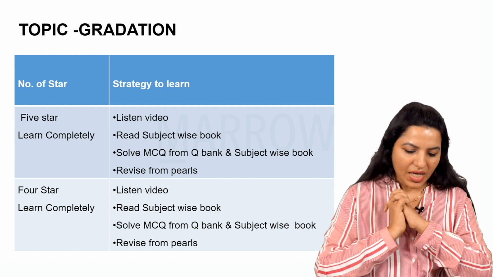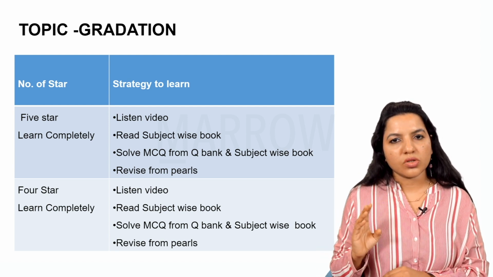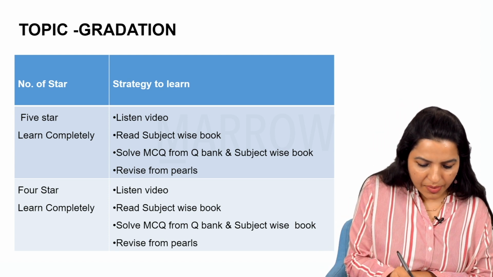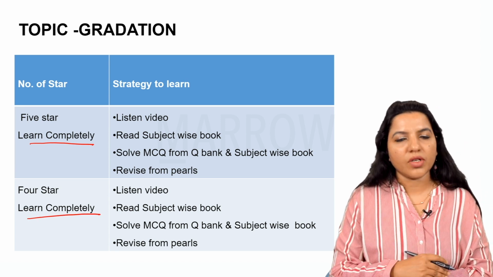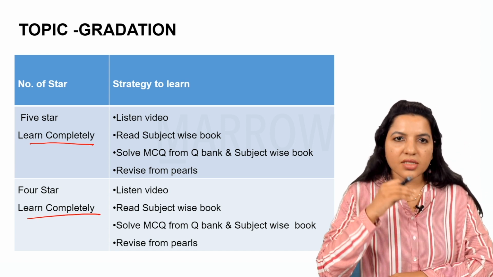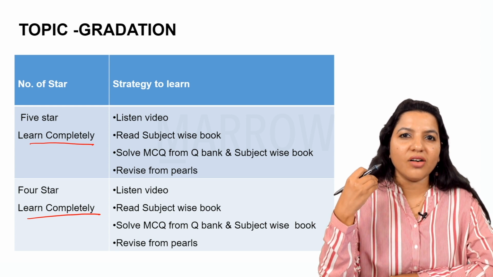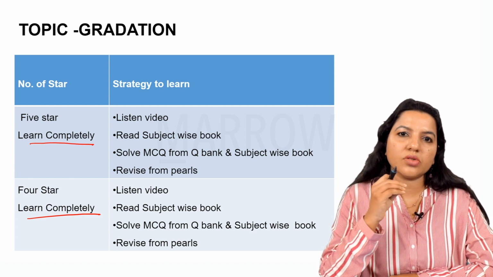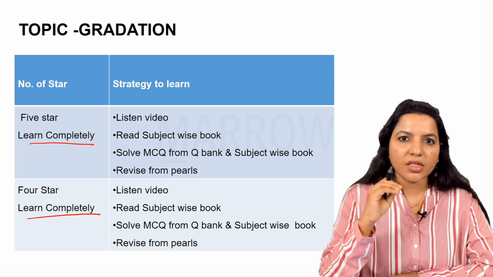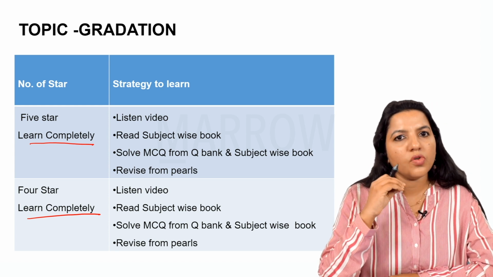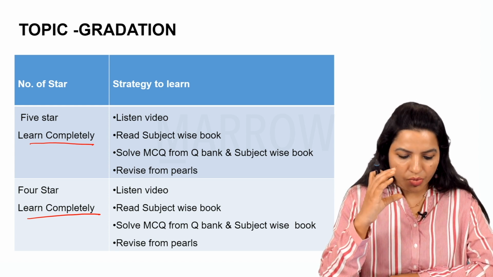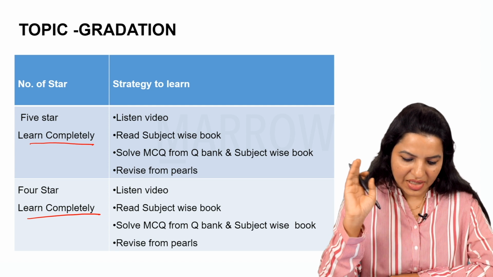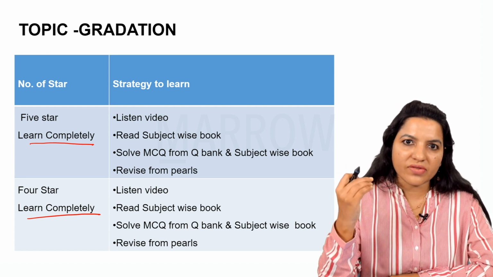So 5-star and 4-star topics are the most important topics, which you have to learn completely. The star is based on the frequency of questions asked in that topic, how frequently these topics are asked, but it doesn't mean that 4-star is less important. No, 4-star also you have to learn completely. So both 5-star and 4-star topics you have to learn completely. And what is the strategy to learn the 5-star topic?